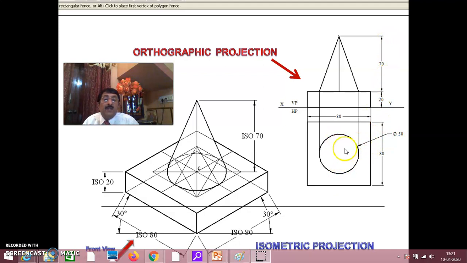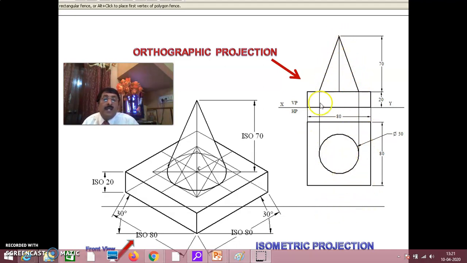Now, looking at this, this is 50. This is 70. Looking at top view and front view only, you can say the top solid is a cone because top view is a circle. Cone of diameter 50, and looking at the front view, you can clearly say it has a height of 70.